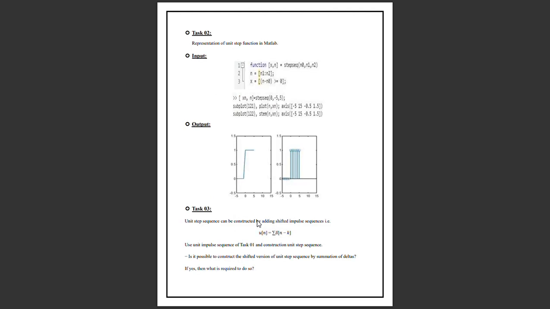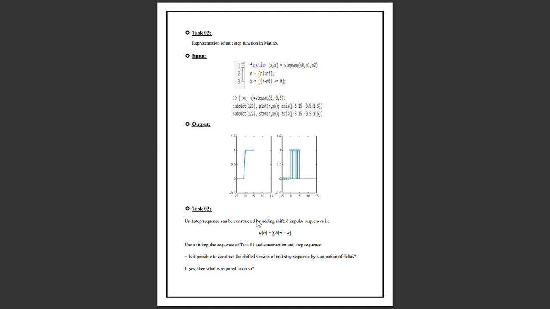Now task 2. Task 2 is how can we represent the unit step function in MATLAB. As you can see in the input image, the function. In this code, we can observe how we can shift the unit step sequence to the right, how we can shift the unit step sequence to the left, and how we can multiply the sequence with a scalar value and see the effect, as you can see in the output image.